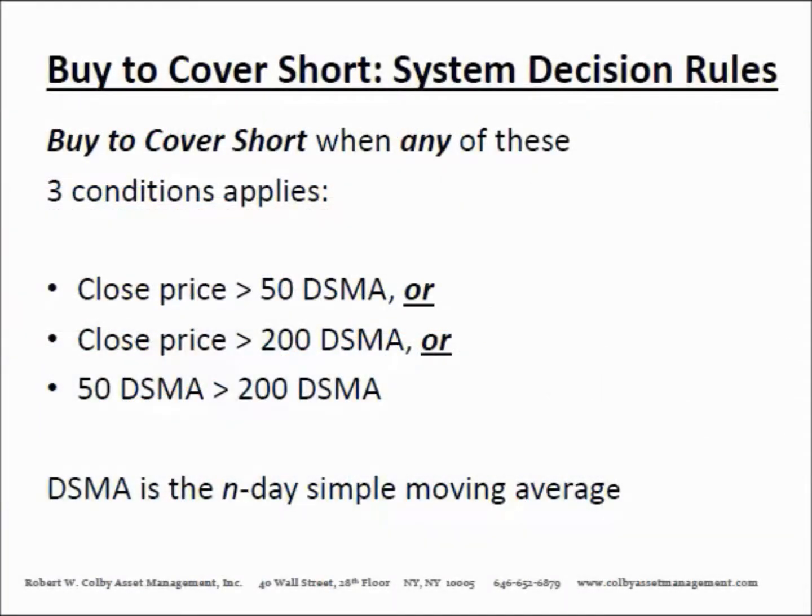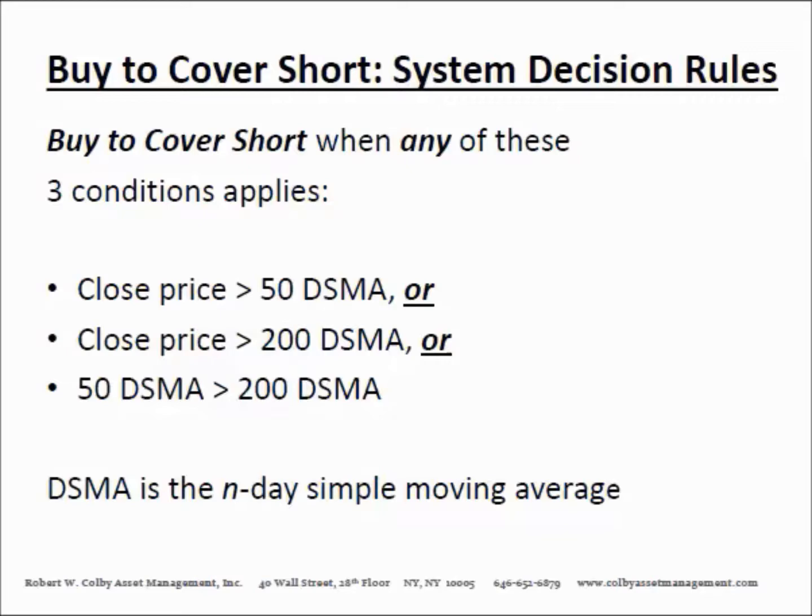After we sell short in our margin account, or we could have bought an inverse ETF if you don't have a margin account, to get out of that short position, you need to buy to cover short. Now, to sell short, we had to meet three different conditions. But to buy to cover short, we only need to meet one condition. So we want you out of that position at the first sign of trouble. So you buy to cover short when any one of these three conditions apply. The closing price pops back up above the 50-day simple moving average, or the price pops back up and is greater than the 200-day simple moving average, or the 50-day simple moving average crosses above the 200-day.